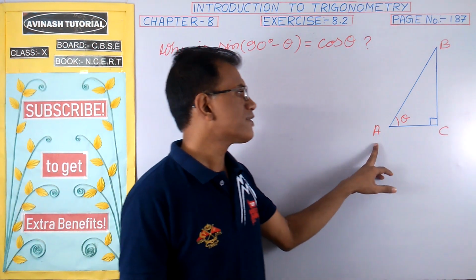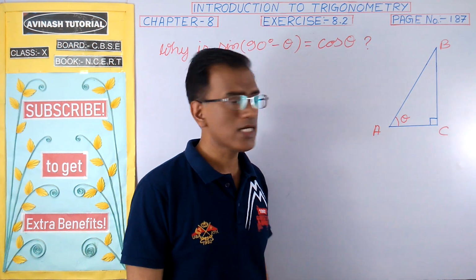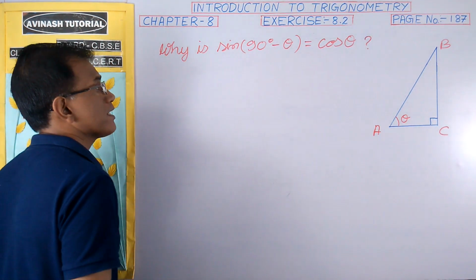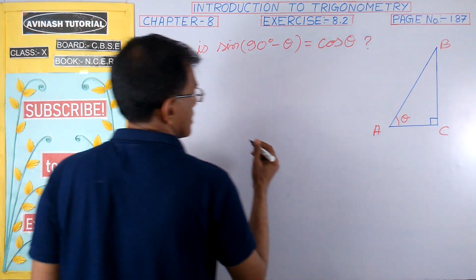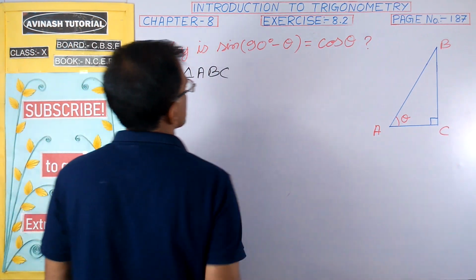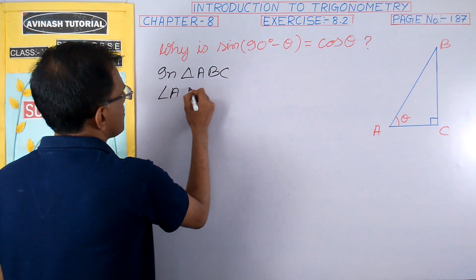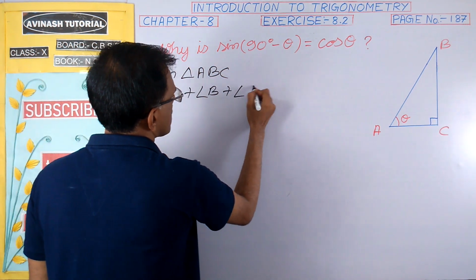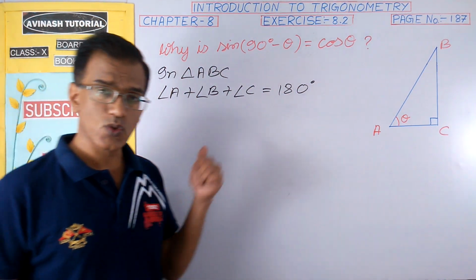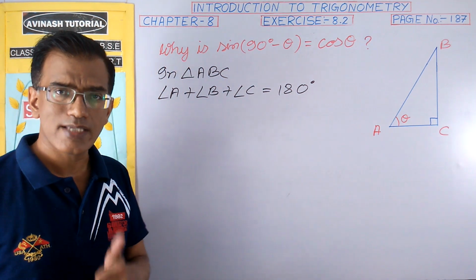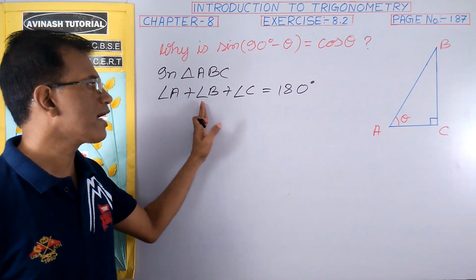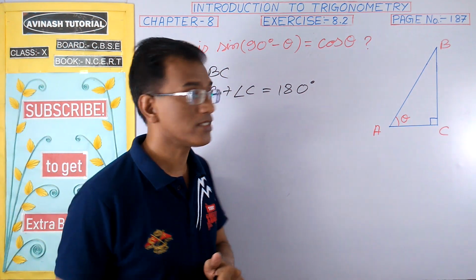You can see that I have taken angle A as theta, angle C is 90 degrees. Now let us see why sine 90 minus theta is cos theta. In triangle ABC, angle A plus angle B plus angle C is equal to 180 degrees. I hope you know this. It is called the angle sum property. So by the angle sum property, we got angle A plus angle B plus angle C is equal to 180 degrees.